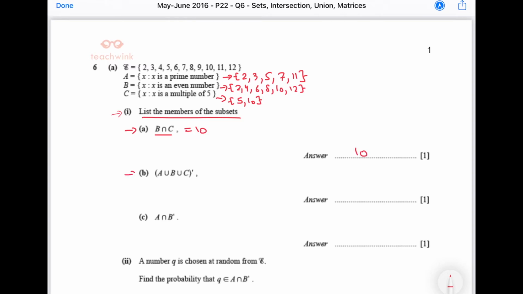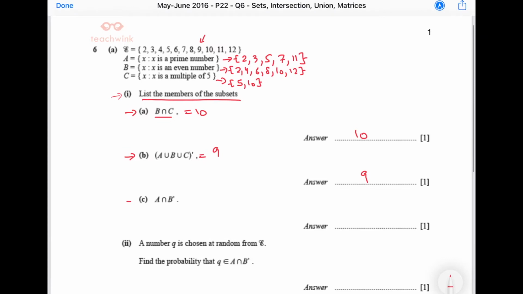The next part says (A union B union C) complement. That means everything outside of A, B and C. So let's see what we have. The only number that I can spot over here that is outside of A, B and C is 9. So we write 9 over here. That is the only member outside of their unions.